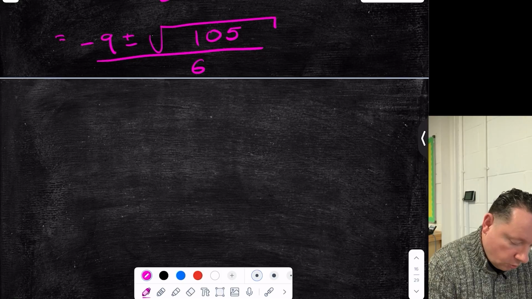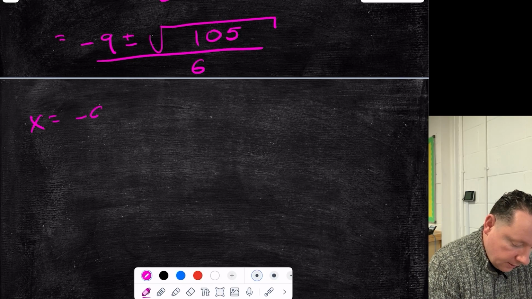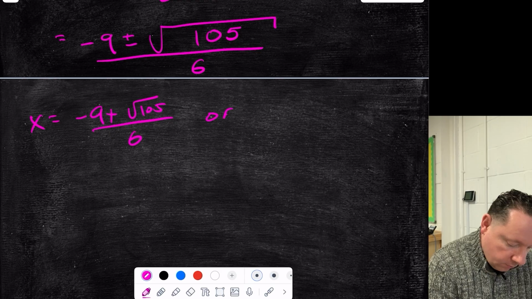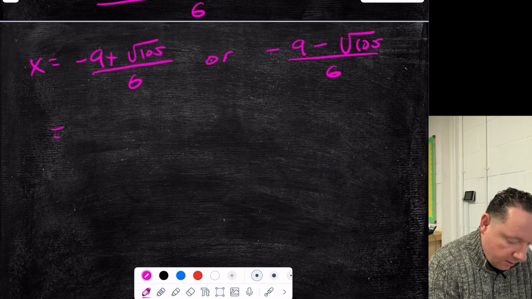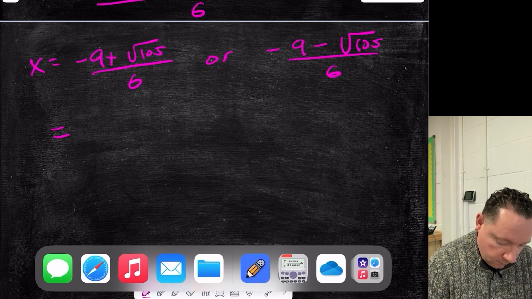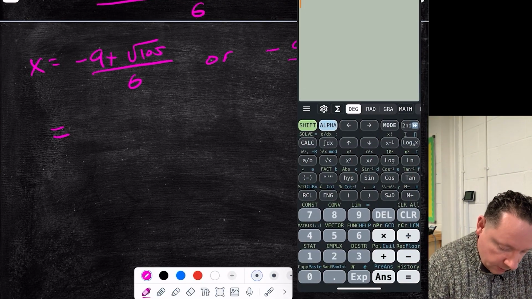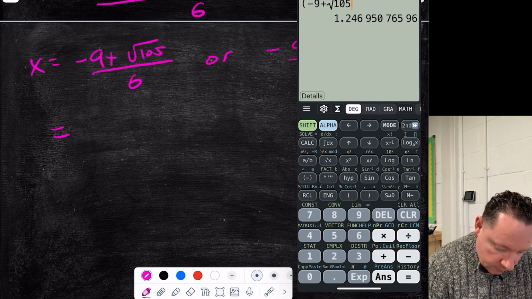So now we've got two answers, x equals minus 9 plus root 105 over 6, or x equals minus 9 minus root 105 over 6. So let's do them both separately with a calculator. Brackets for the top, minus 9 plus root 105. Close the bracket, divide it by 6.